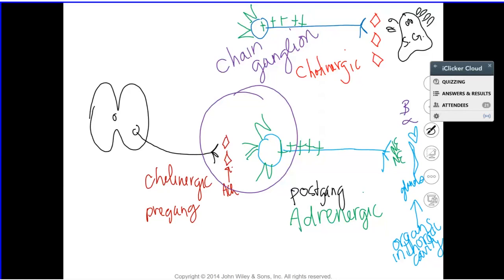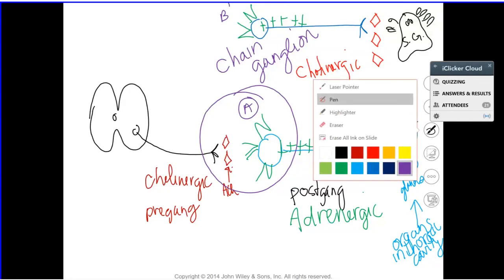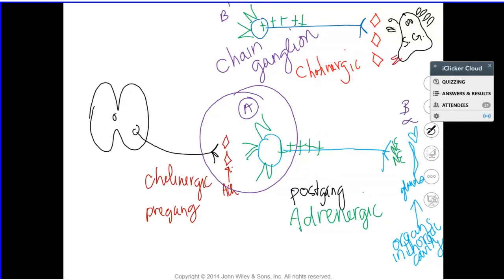Now what about up here, this pathway, pathway B? Pathway B releases ACH. Does ACH like alpha beta? What is ACH like? The muscarinic ones. Why muscarinic? Are we at the end of the pathway or in the middle of the pathway? We're at the end. So this is going to be M's.